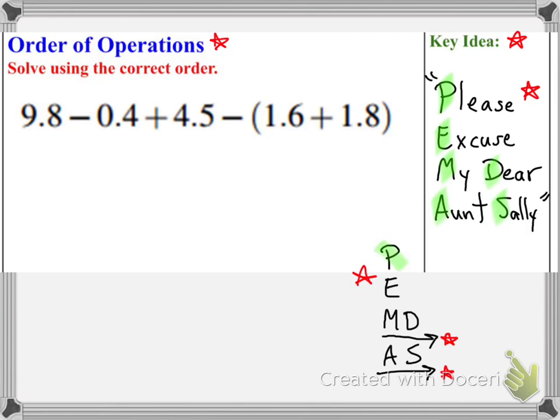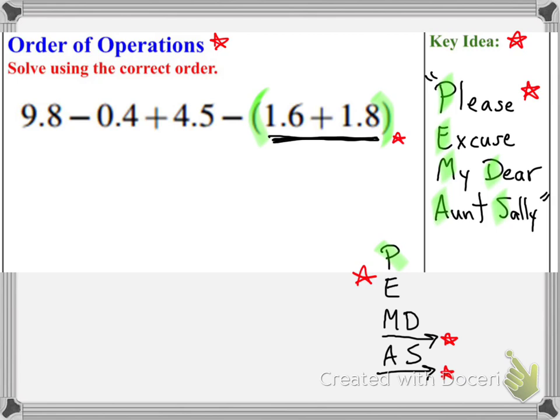The P stands for parentheses, and we do have some parentheses in this problem, and those 2 parentheses are grouping the addition of 1.6 plus 1.8. So we have to do that first. That means we're going to underline what we're doing. Each step that we do in order of operations, we're going to underline the step that we're doing in that line because we only do one step at a time. So if you underline the sum of 1 and 6/10 plus 1 and 8/10, give yourself a star for underlining that.